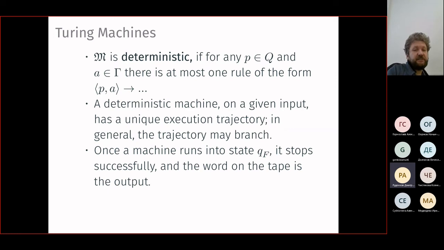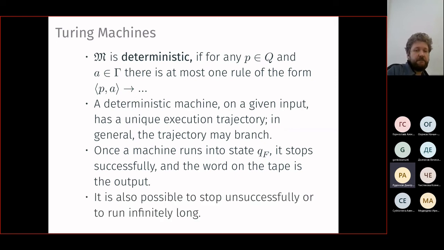And once the machine runs into the state QF, the final state, it stops successfully. And the word which is written on the tape is the output. There could also be problematic situations where the machine fails. It means it runs into a state which is not QF, but there is no rule. Then it just halts. It's a failure, another possible unsuccessful stop. And another possible bad situation is an infinite run.